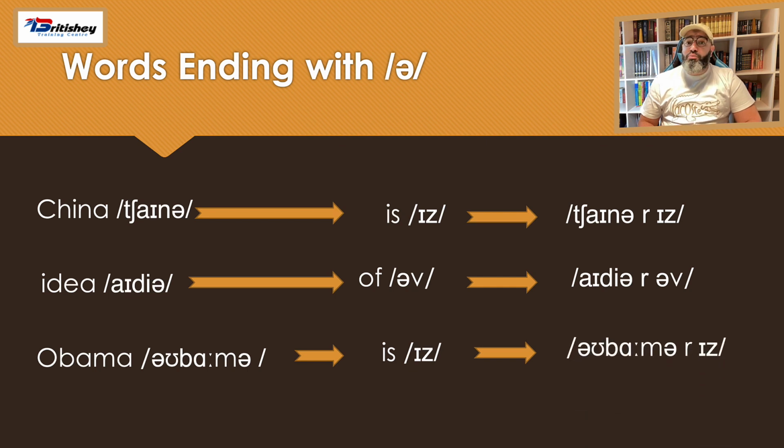So rule number 3: when you have a word ending in a schwa sound, followed by another word starting with a vowel sound, in Australian English and British English, you add an r sound as an intrusive sound to link these two words together. Let's go and see some examples from British English.